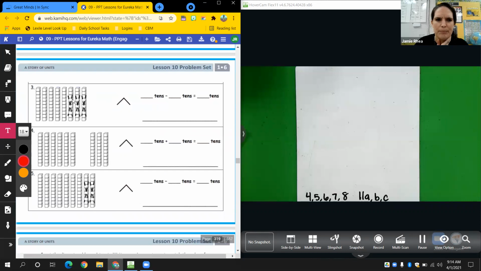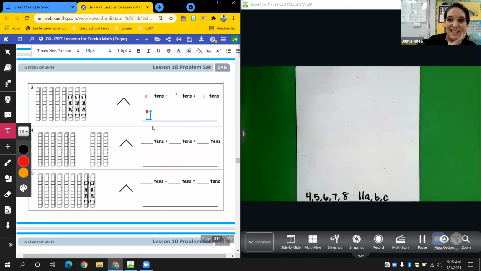Let's look at number 3. We have 1, 2, 3, 4, 5, 6, 7, 8 ten sticks. So I'm going to put 8 tens minus, how many did they mark out? 1, 2, 3. They marked out 3. So 8 tens minus 3 tens equals, 1, 2, 3, 4, 5. I have 5 left, 5 tens. Now, I haven't filled this out yet. I'm going to fill this out last, because now I know that I can come down here and say 8 tens has the value of 80 minus 3 tens, which is the value of 30, equals 5 tens, which is the value of 50.